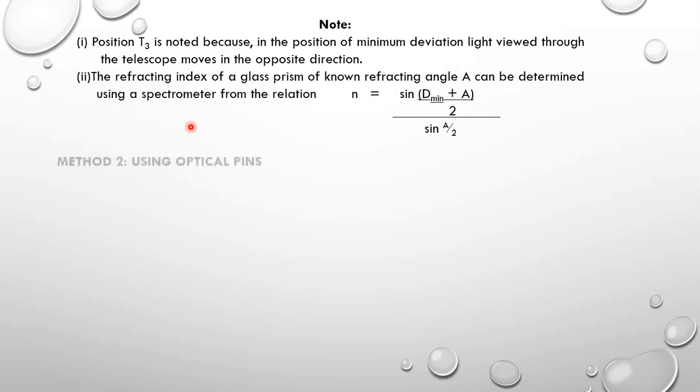Let us also look at the second method, that is using optical pins to determine the D mean, the minimum deviation. So here, this time around, we are going to get a white sheet of paper and then place the prism on that white sheet of paper with the triangular face on the paper, as the base.